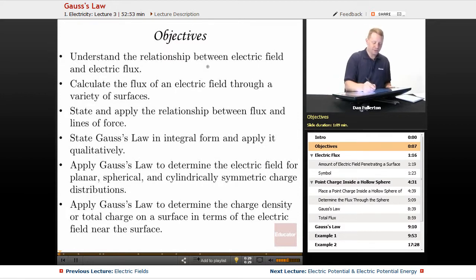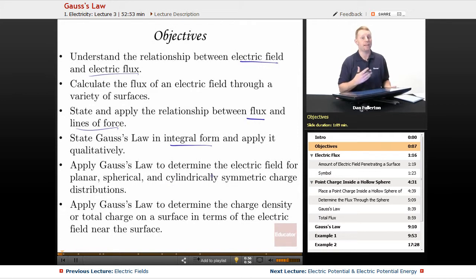So our objectives. Number one, understand the relationship between electric field and electric flux. And we'll start by talking about what electric flux is. Secondly, calculate the flux of an electric field through a variety of surfaces. State and apply the relationship between flux and lines of force. State Gauss's law in integral form and apply it qualitatively. And apply Gauss's law to determine the electric field for planar, spherical, and cylindrically symmetric charge distributions.